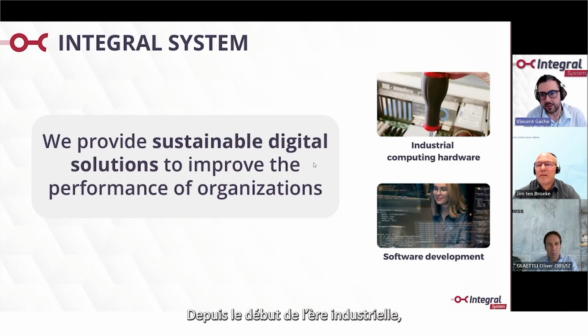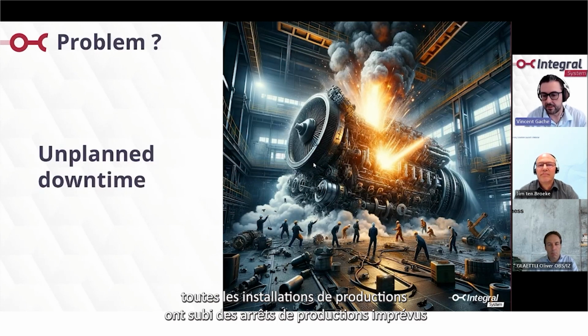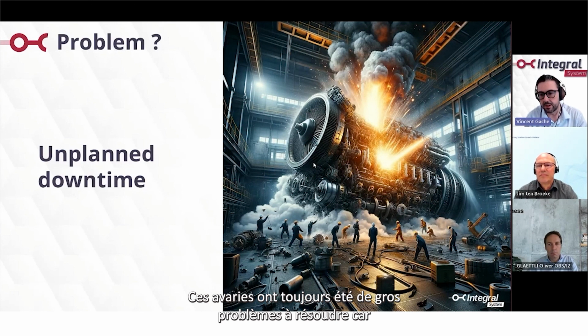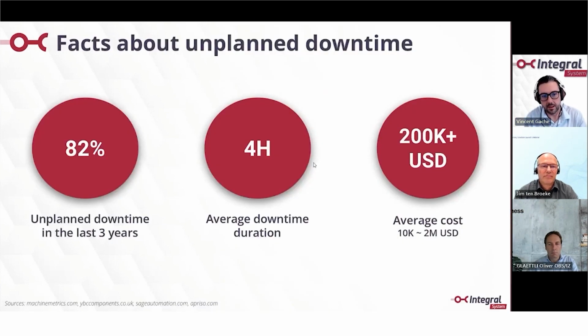Since the beginning of the industrial era, factories are experiencing unplanned downtime. And this is a big pain for them, a big issue, because if your production line is stopped, you are stopping producing goods and so on, and that's very difficult. So let's talk about some facts about that.